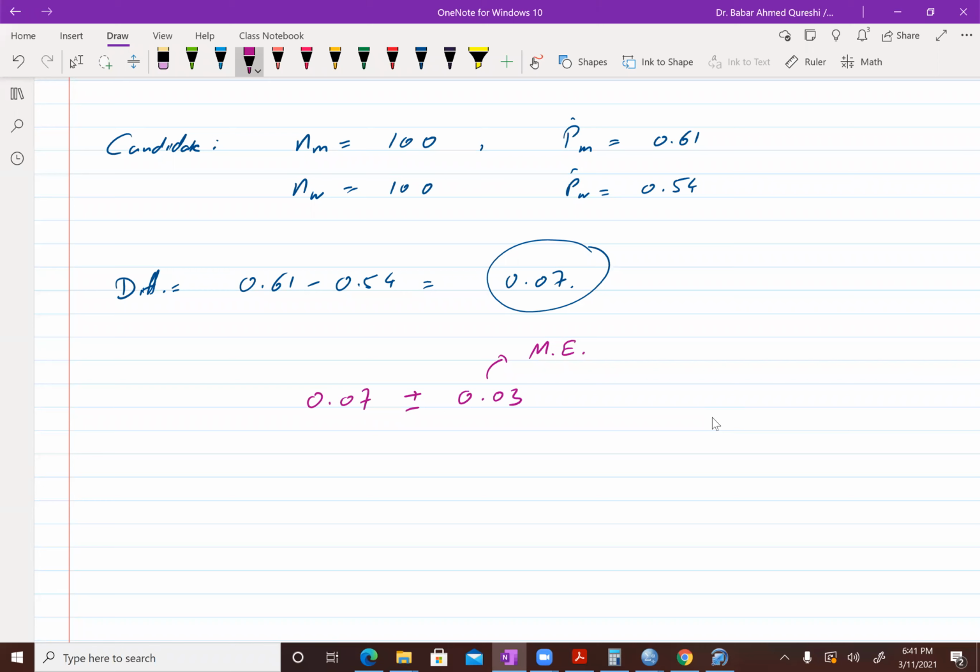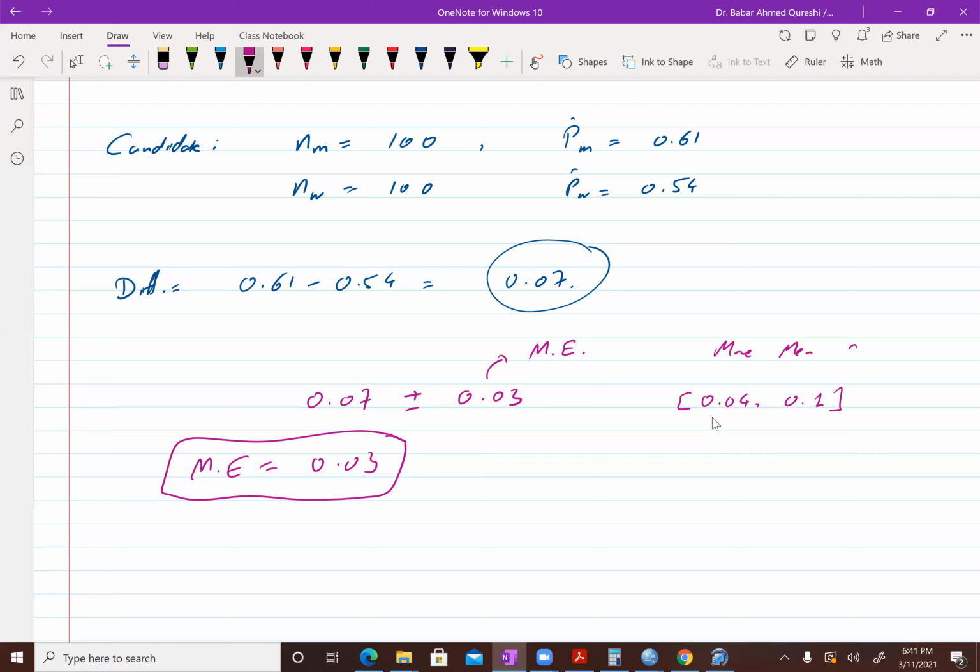of 0.03. So it could be 0.1 or it could be 0.04. So the margin of error, they put like this. And they say, okay, we're gonna make our decisions based on this interval, that the difference between men and women supporting them lies somewhere here. So more men support the candidate than women.